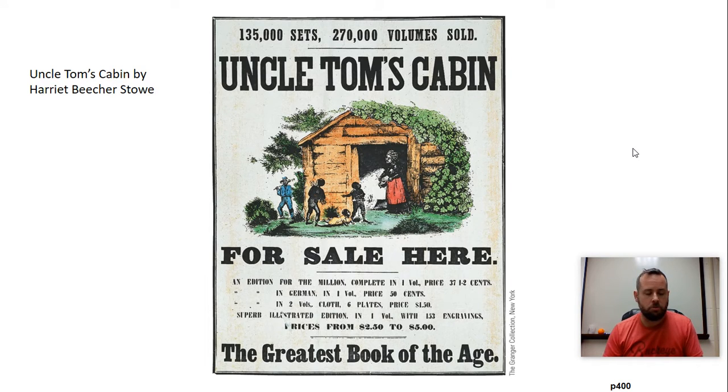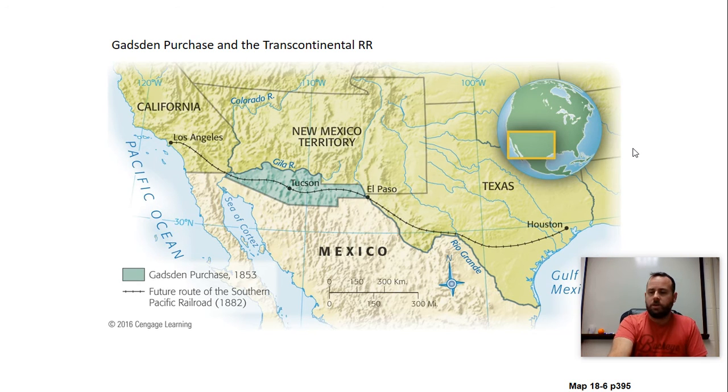These are just a few things: the Underground Railroad, Uncle Tom's Cabin, the stricter fugitive slave law, the personal liberty laws that are really highlighting the division that's going to come in the 1850s. But now we'll get to the centerpiece, and this is leading up to what's called the Kansas-Nebraska Act.